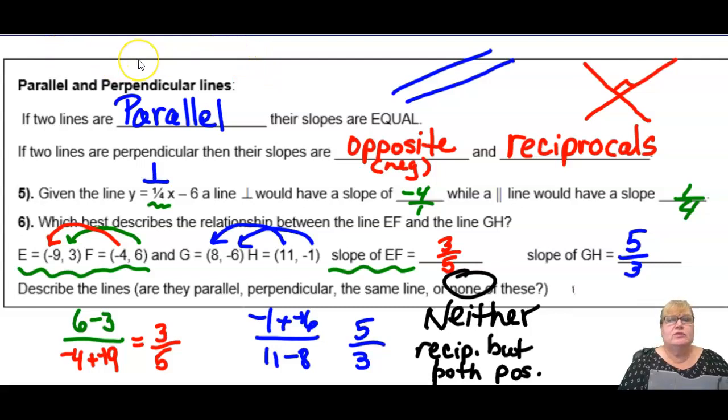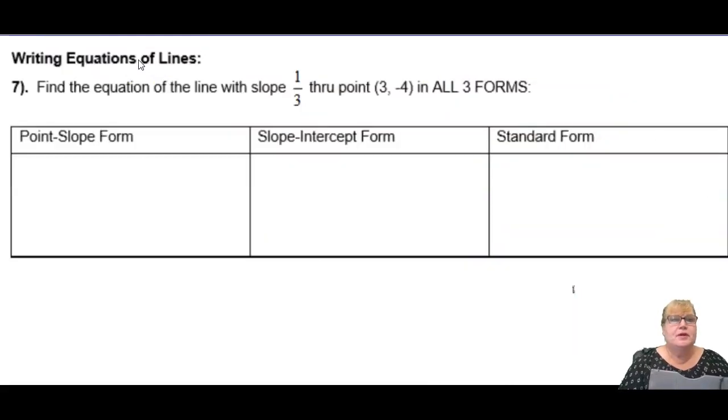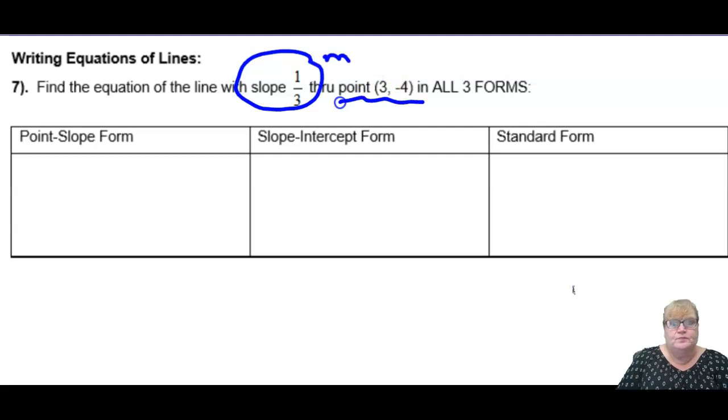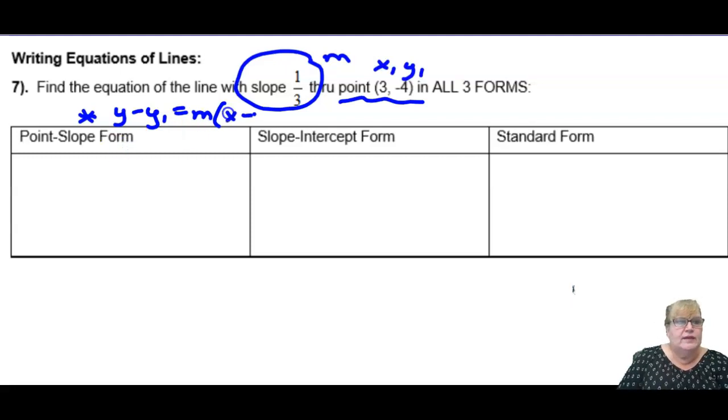All right, guys, so number 7, we are going to practice writing this line, and then we're going to practice all of our forms. Oh, doesn't this look exciting? When they give us a slope and a point, it is easiest to start with point-slope form. That form says y minus, then we're going to put the y value in from the point, equals m, which is the slope. And then we're going to put in x minus x1.